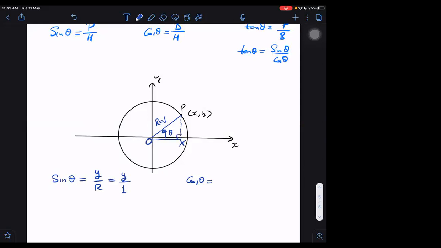Why am I doing that? You can see that triangle OXP. In this triangle, OX divided by OP: OX is x and OP is, in our present case, 1, because it is a unit radius circle. What is tan theta? Tan theta will be y by x.